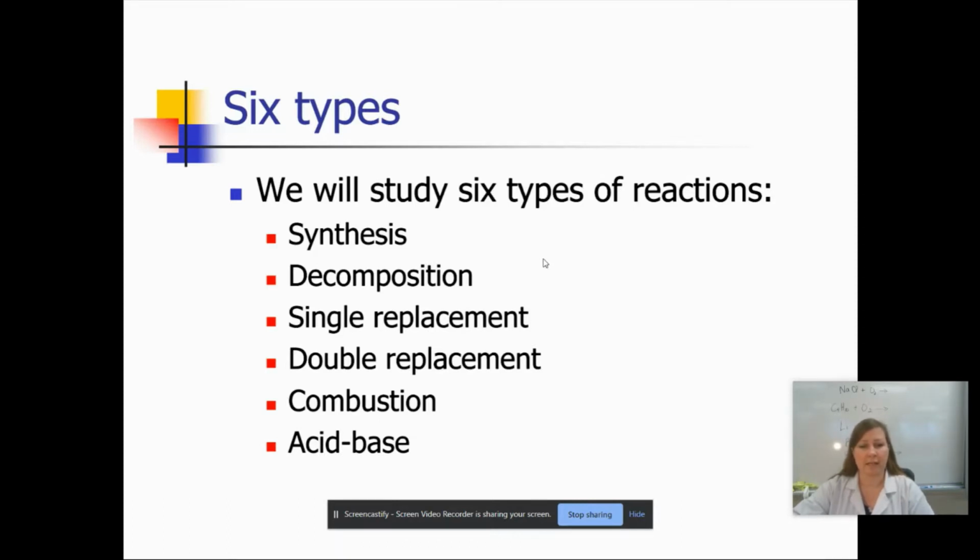And the last one is acid-base, which is a special version of a double replacement reaction. In an acid-base reaction, you have an acid, which is something in general that starts with an H, and you have a base, which is something that ends with a hydroxide ion. So if you see on the left side an acid and a base, it's probably an acid-base reaction.